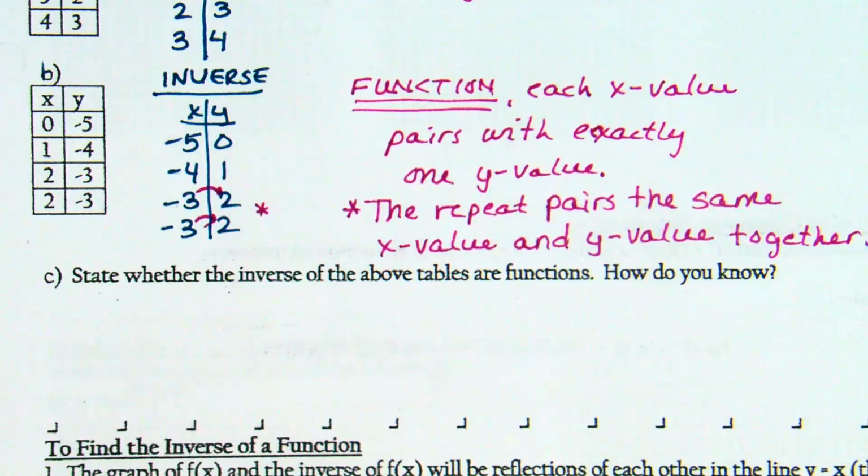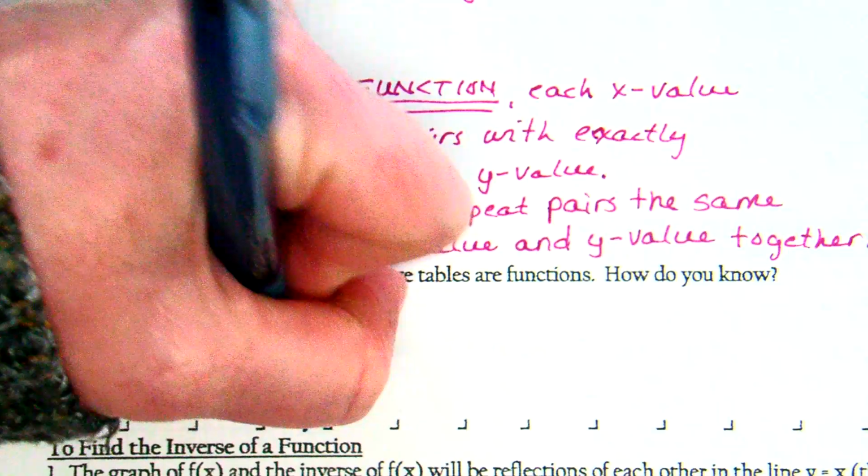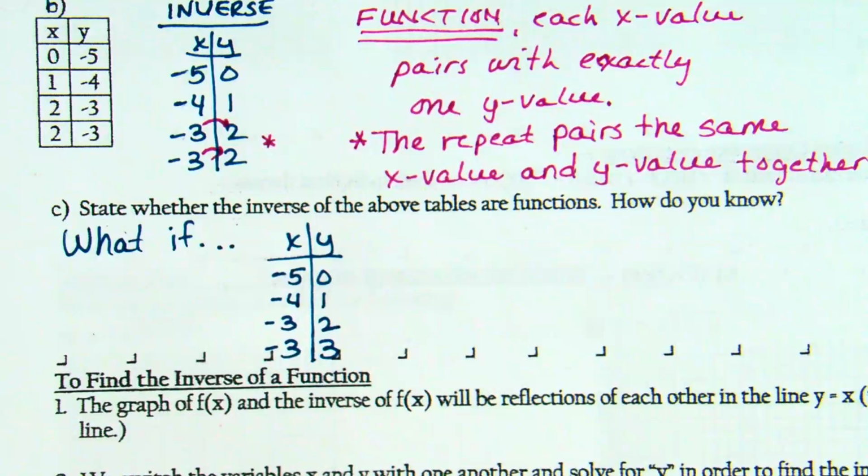Now, if you're sitting here wondering, how do I know? Let me give you a what-if example here. Okay? What if that last inverse table instead had read -5, 0, -4, 1, -3, 2, -3, 3. So all I did is change one little value there. But what does that say? Does this table of values represent a function?